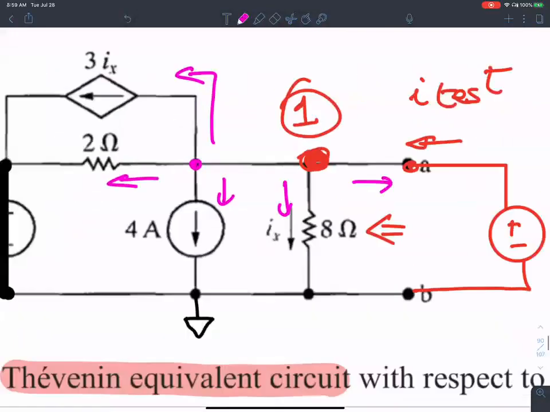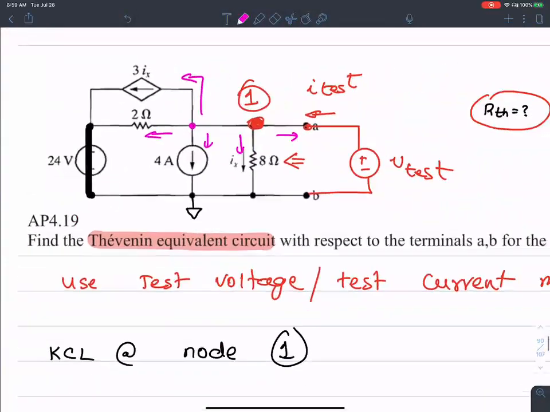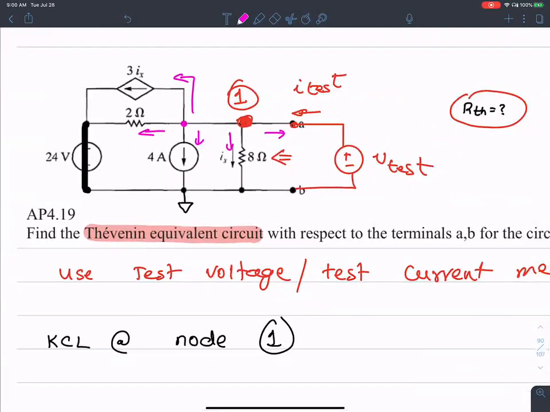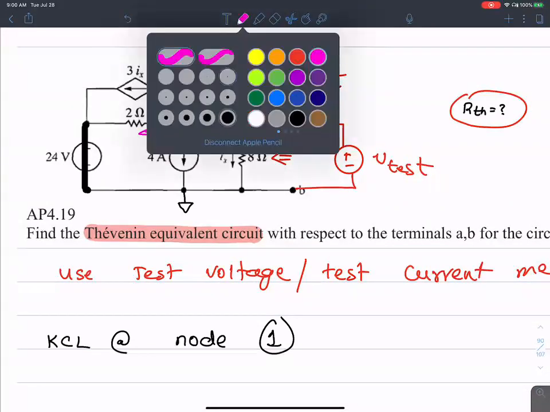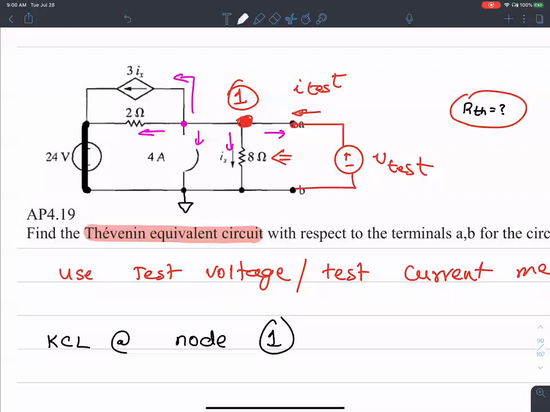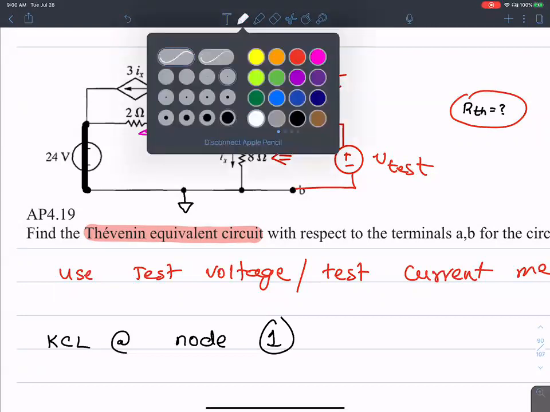Let's see if I can write the KCL equation over here. And by the way, did I forget to do something? What did I forget to do? We have to remove the current source. Thank you. I have to remove the current source, and that's what I'm going to do. Here you go. I have to deactivate the current source, right? And that's what I did.